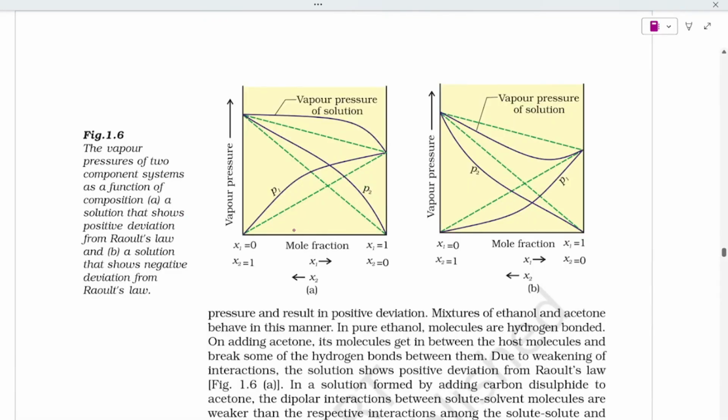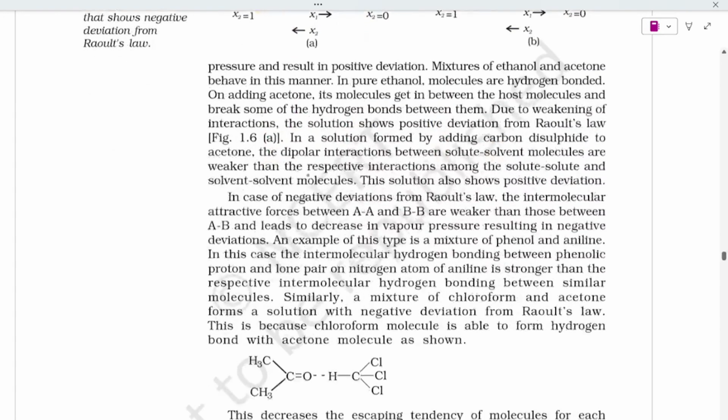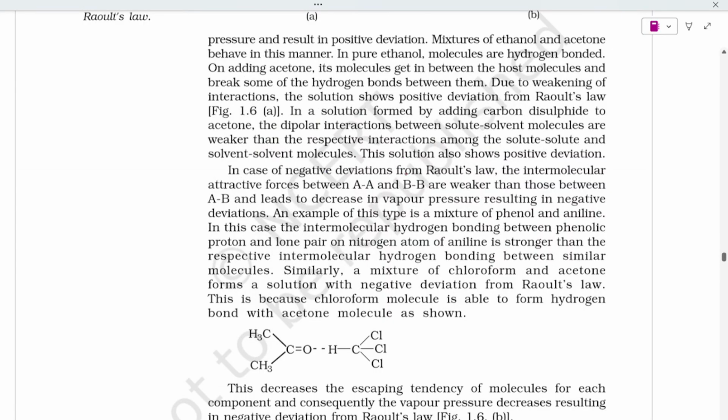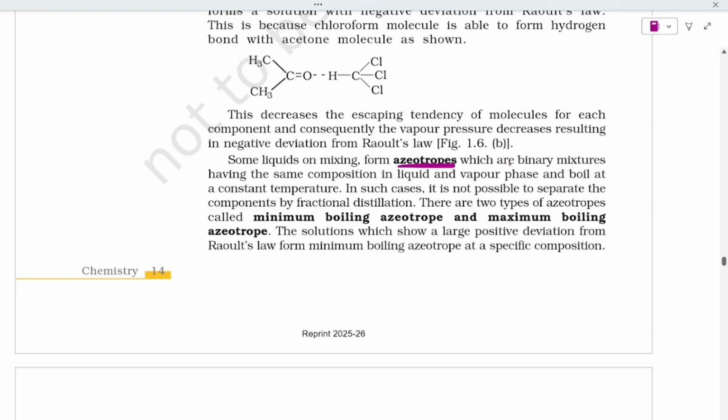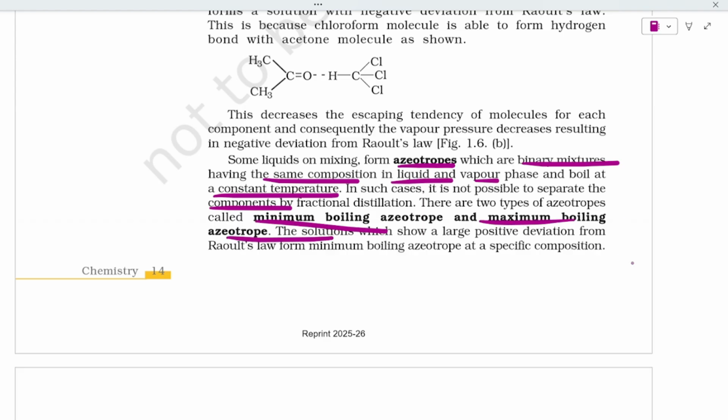In positive deviation, you can see in the graph the vapor pressure is increasing, and here it is decreasing. In case of negative deviations, the intermolecular forces between A and B are stronger, while in positive deviations they are weaker. And azeotropes are binary mixtures having the same composition in liquid as well as vapor phase and boil at constant temperature. In such cases, it is not possible to separate the components by fractional distillation. Now there are two types, minimum boiling azeotropes and maximum boiling azeotropes, and now let's discuss that.